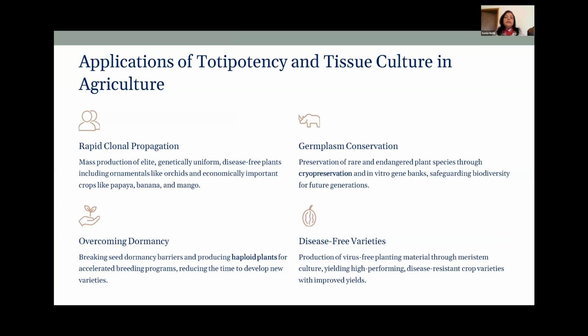If we have a plant species that is going to become extinct, or a rarely known plant species, we can culture them and preserve them in in vitro gene banks using the cryopreservation technique for a number of years. We can preserve this at -196 degrees Celsius, and then whenever we want, we can take them out and use them. So in this way, it helps in the conservation of biodiversity.